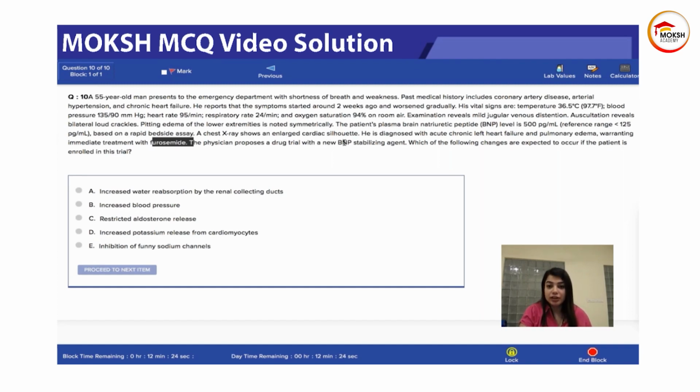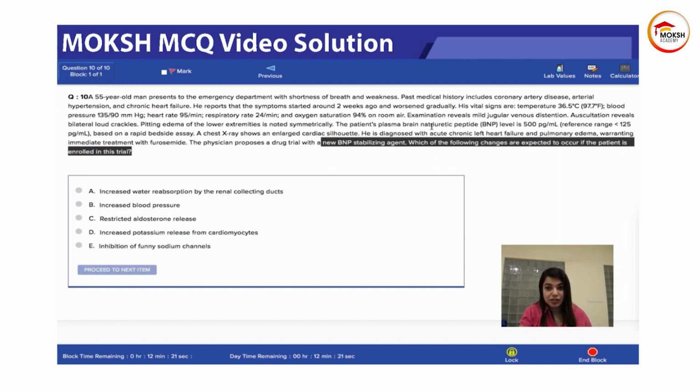The physician proposes a drug trial with a new BNP stabilizing agent. So what is the drug that stabilizes BNP? Nesiritide is your neprilysin inhibitor. No, sorry, nesiritide is actually the other word for it, it's actually sacubitril. What sacubitril does is it inhibits neprilysin and hence prevents the breakdown of BNP. Nesiritide is just the analog, but both of them function the same. They just help in increasing the BNP. It's just that one stops the metabolism and the other one is just the analog.